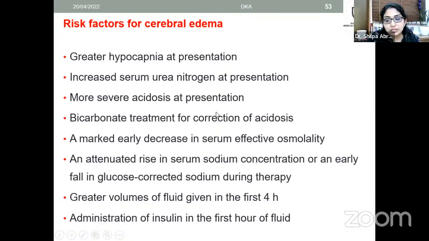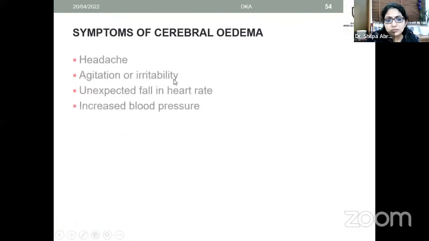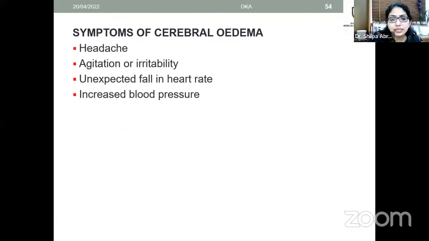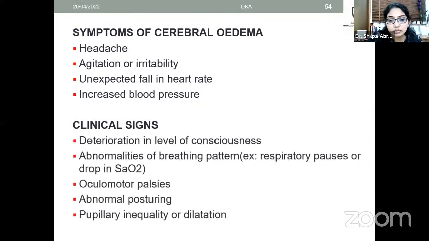So if a patient comes in severe acidosis, has severe low CO2, high urea, always be on the lookout for cerebral edema. That's why we monitor GCS hourly or even more frequently. Okay. So what are the symptoms? I don't have to tell you that. It is headache, agitation, irritability, altered sensorium, unexpected fall in heart rate, increased BP. Okay. So they are all very subtle symptoms and signs. So always be on the lookout for that.